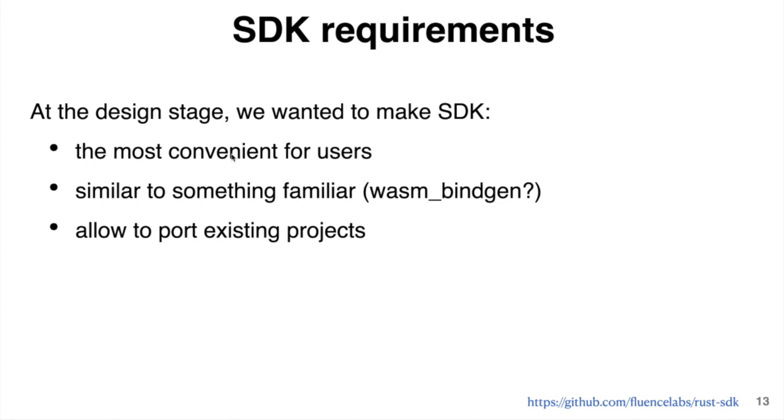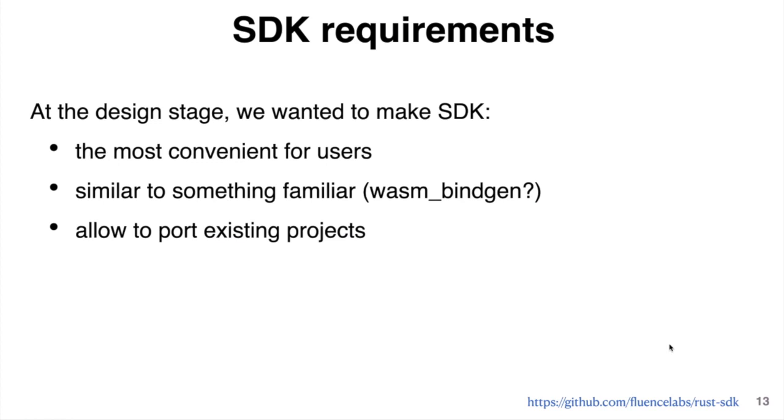wasm-bindgen actually is one of the most important, most famous projects. But wasm-bindgen is designed to help integrate with JavaScript. We also tried to fork wasm-bindgen and integrate it in our server-side application, our server-side engine. But we failed, because maybe 80% of the wasm-bindgen code within Rust is intended to pass data between Rust and JavaScript. So it was easier to write our own SDK. And the last requirement is the easiest way to port existing parts. Also, you can find the SDK by this link.